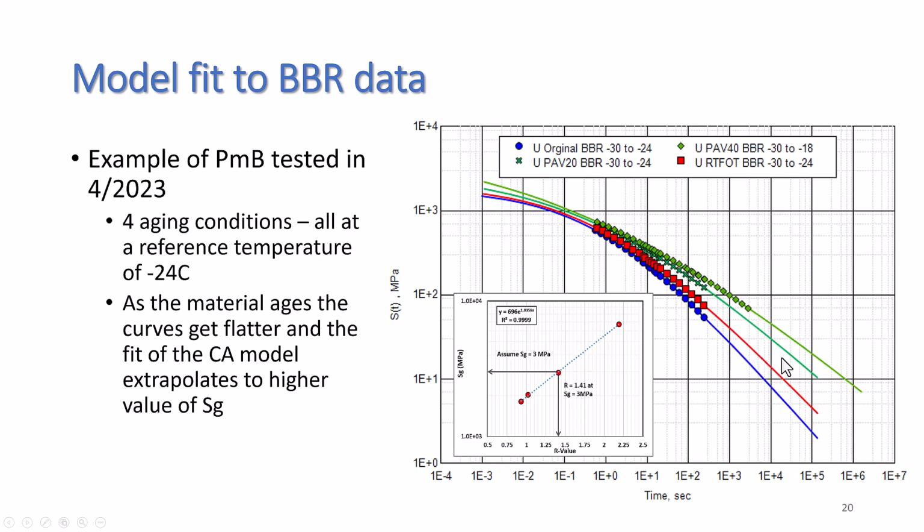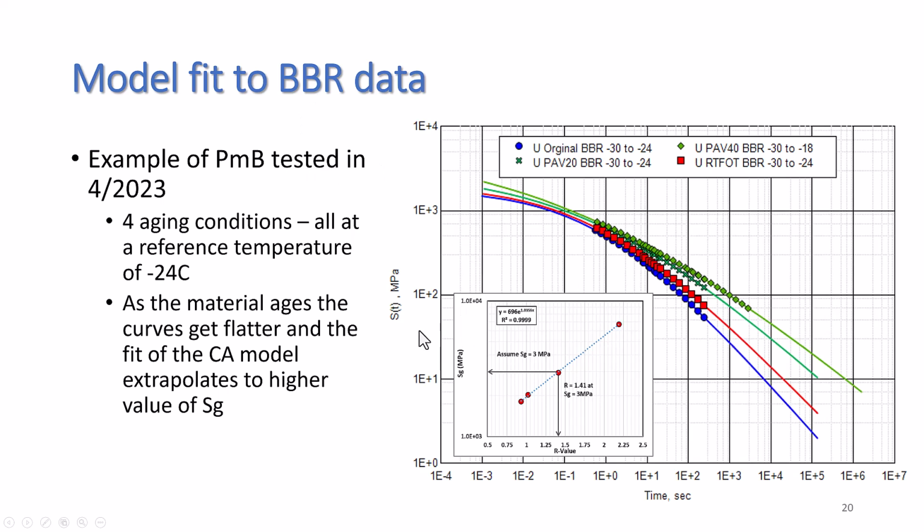And then each of these is fitted to a Christensen-Anderson model. And I've shown some extension of those lines just so you can see how the model fit would extend to the upper part and to the lower part. And this is doing an optimization, a best fit of that data set. And you can clearly see that you get higher stiffnesses with the more aged material at the glassy condition.